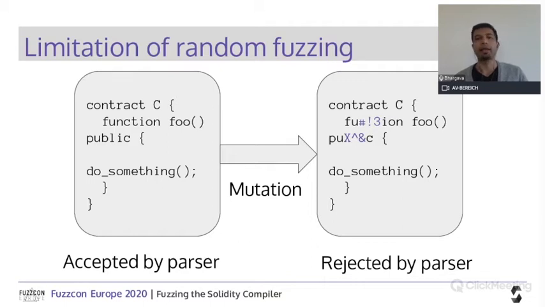It's quite likely that a pseudorandom mutation of the program on the left is going to result in the insertion of garbage characters as far as Solidity grammar is concerned. So it might mutate the function keyword to something else, which does not make any sense to the parser, and the end result is that it's going to be immediately rejected. And we don't want this, because what we are hoping to get to is the code generation phase. To do that, we need programs that are accepted by the front end.